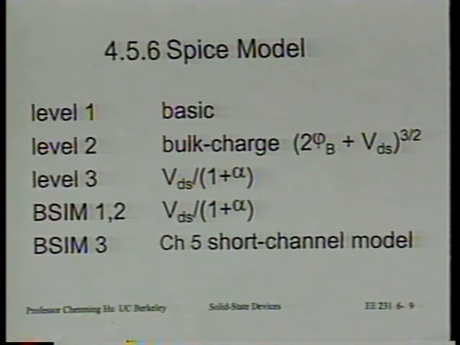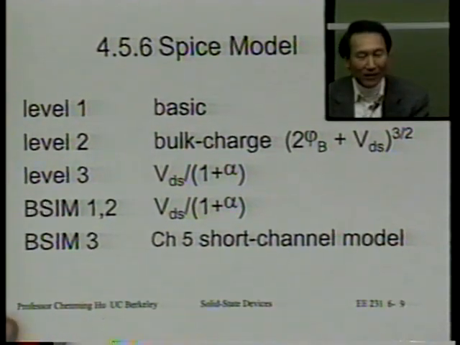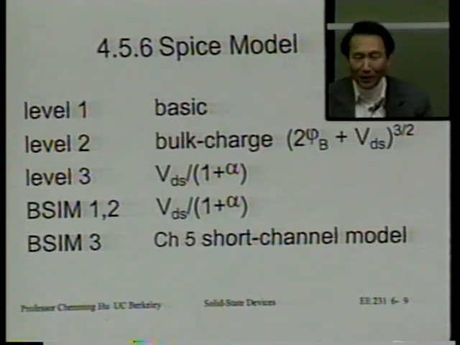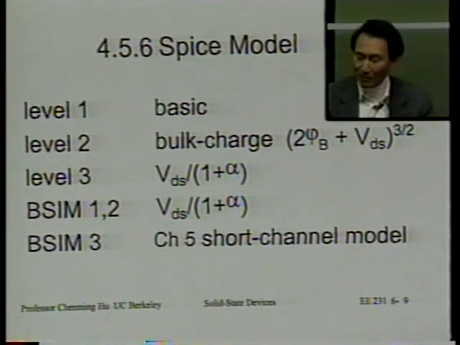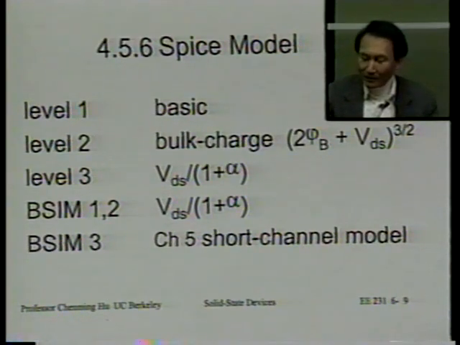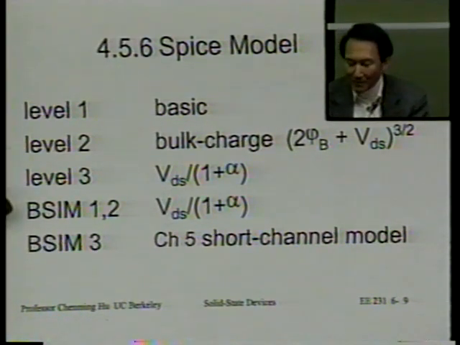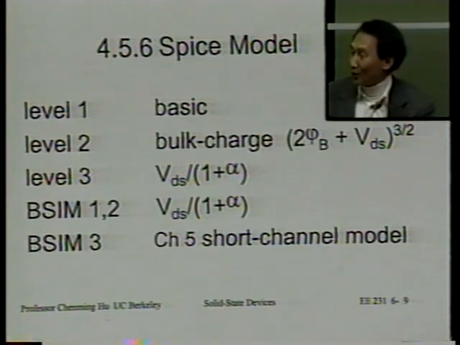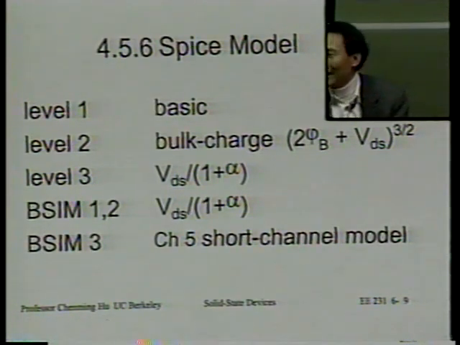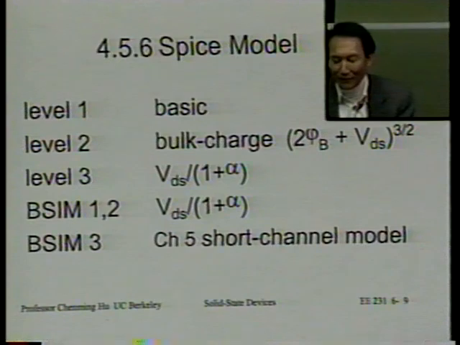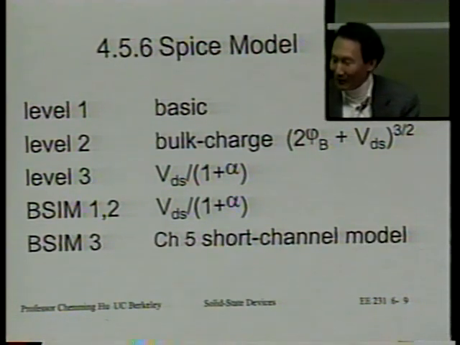And so the next section in the textbook is called 4.5.6. It talks about SPICE model. And I thought the only thing we can talk about SPICE model at this point in the lecture is really just point out that different levels of SPICE models treat the bulk charge effect differently. And this is one significant difference among these models. But of course, once you get into the details, there are a lot of other differences in the model.